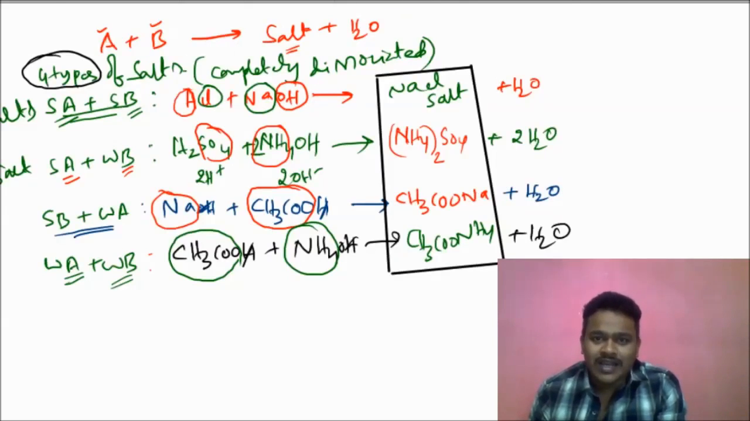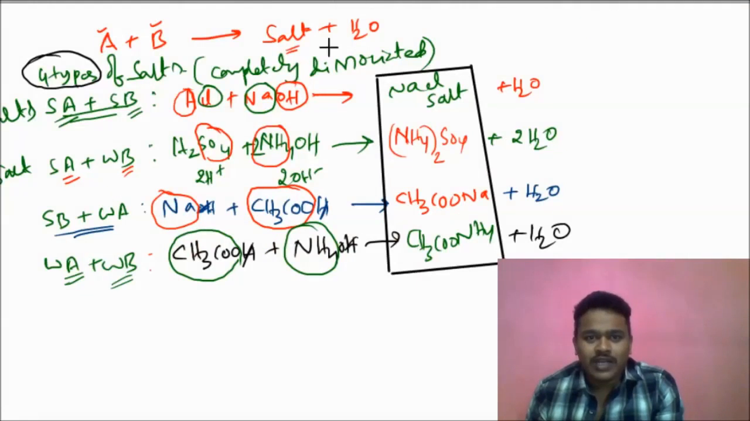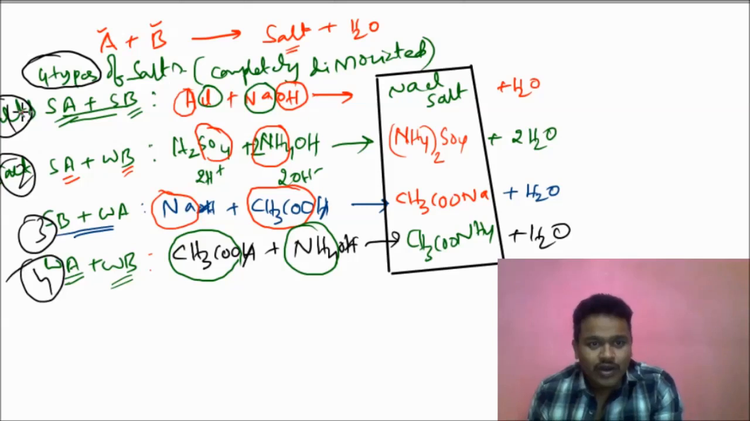With the NaCl example we discussed. Anyway, we are going to study very clearly now. What I am going to study now are these 4 types of salts. Now each salt I will study: first one, second one, third one, fourth one. 4 concepts, 4 salts we are going to study now.